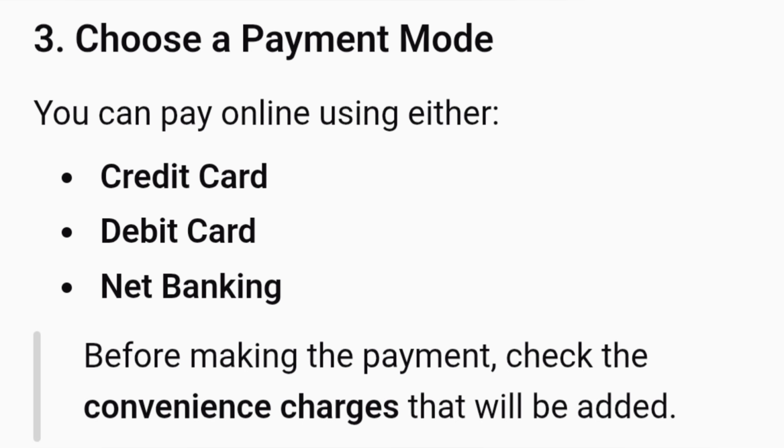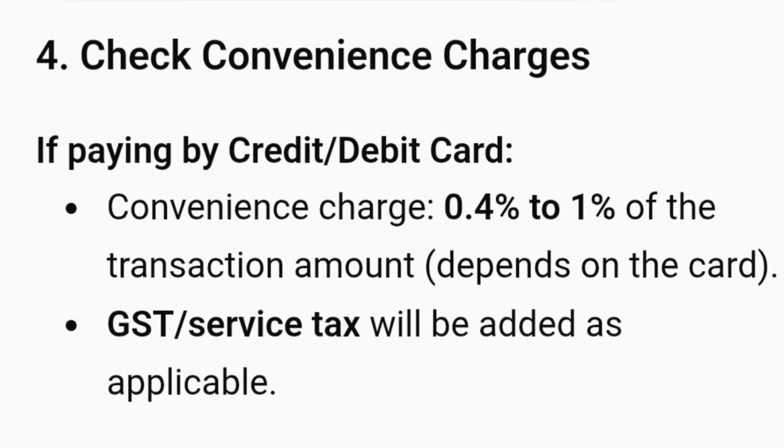I have also mentioned in another video that we have to choose a payment mode for online payment, which are credit card, debit card, and net banking. Three modes are available. Before making the payment, check the convenience charge that will be added. The convenience charge will be different for different modes of transaction. If paying by credit card or debit card, the convenience charge is 0.4 to 1% of the transaction amount, and GST service tax will be applicable as extra, right? Which will be shown to you.